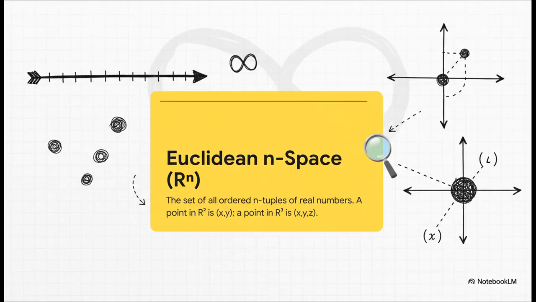So how does this actually work? It's simpler than it sounds. Rn is really just a way of describing a point using a list of n numbers. So a point in 2D space, R2, just needs 2 numbers, x, y. A point in 3D space, R3, needs 3: x, y, z. And here's the absolute key. Every single one of those numbers in the coordinates is a real number, pulled from that complete, gap-free line we just built. It's that solid foundation that makes these bigger, higher dimensional spaces just as solid and continuous as the line itself.